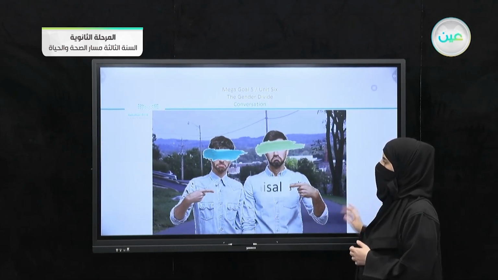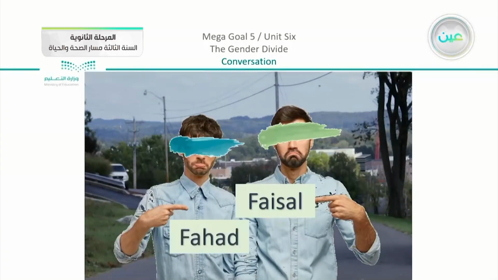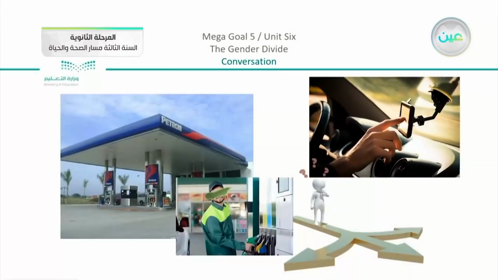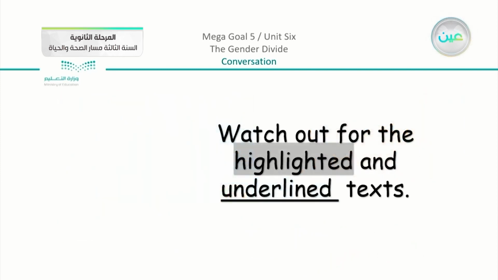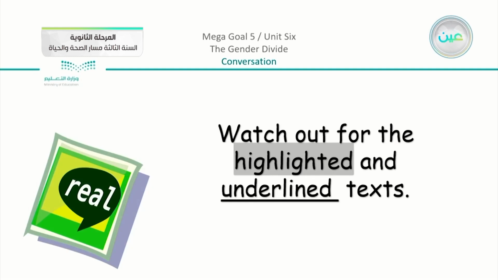We do have these two characters who are Faisal and Fahad. Now, Faisal and Fahad here are going to pass by a gas station, as you can see, and we have here the attendant. We can see that there is something concerning directions here. So we are going to listen to the conversation between them. Now watch out for the highlighted and underlined text within the conversation. We are going to focus on the real talk, and also we have different phrases. So we're going to start.